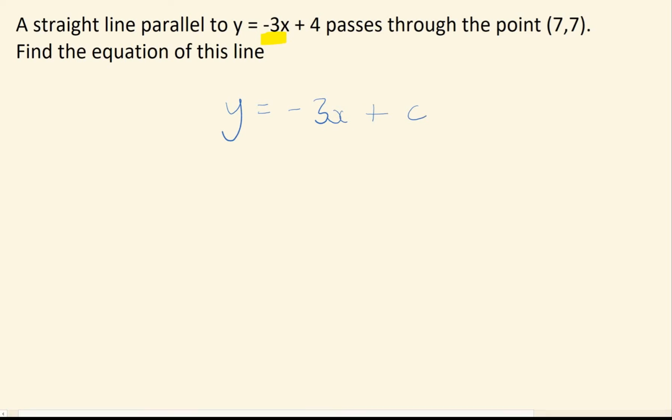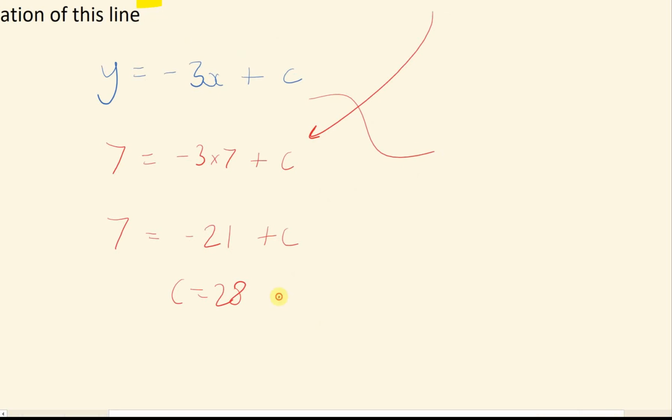And again, we're told the point it goes through, so we can just plug this in to work out what c must be. So y is 7 and x is 7. Plug those in. I can then work out that c is going to be 28. And then we're done. The equation of the line, we just combine those two together. So y equals -3x plus 28.